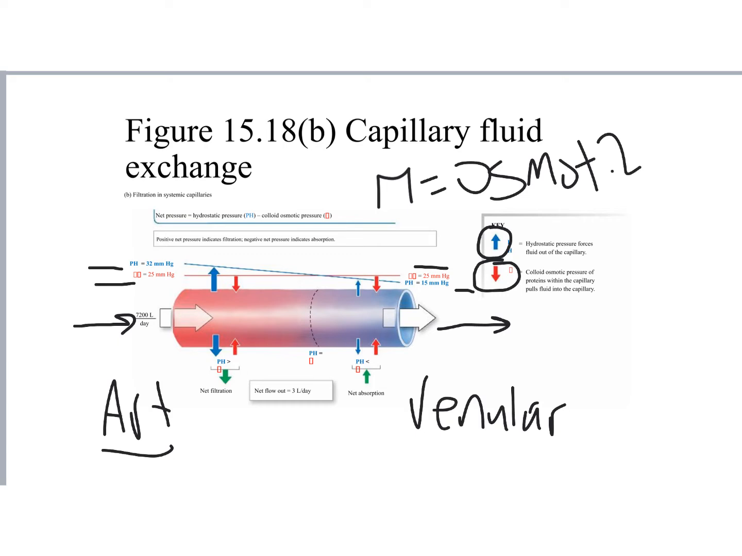So the driving force of fluid at the arterial end is hydrostatic pressure. It is higher than osmotic pressure, 32 compared to 25. But when we get to the venular end, because hydrostatic pressure decreases as it goes through the capillary bed, osmotic pressure is the driving force, because it's higher than the hydrostatic pressure. So if anything affects the osmotic pressure, it affects the flow of the fluid, and anything that affects the hydrostatic pressure also affects the flow of the fluid.